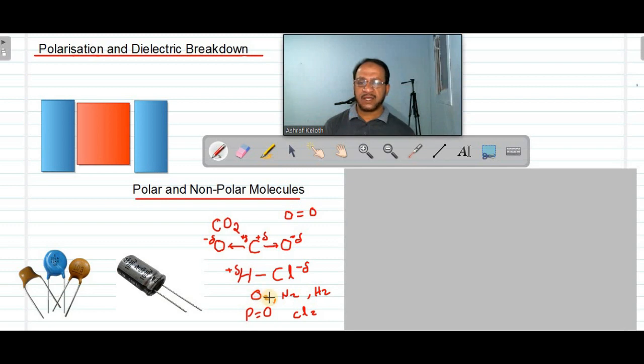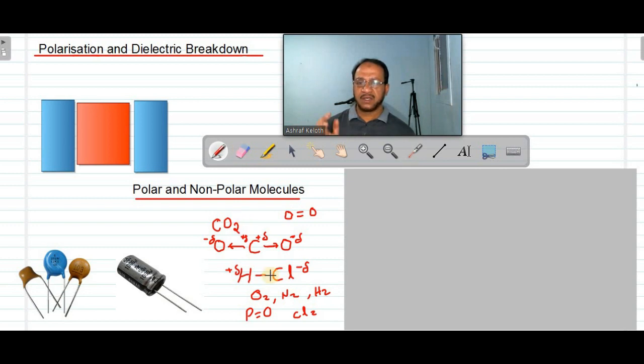The molecules like O2, N2 are non-polar. They don't have polarity. In these molecules, the centers of positive and negative charges are at the same point, they are coinciding with each other. There is no charge separation, so they are called non-polar molecules. But we can make them polar. That is our discussion today.